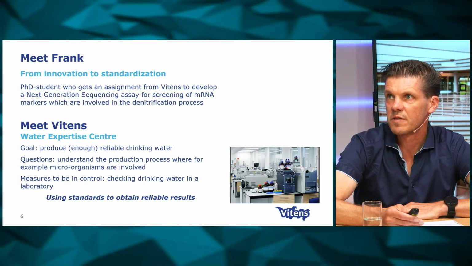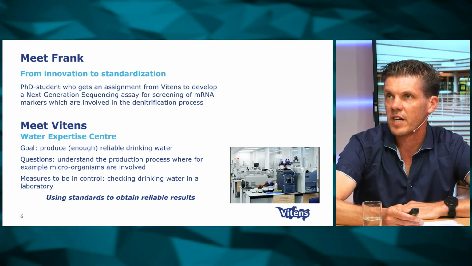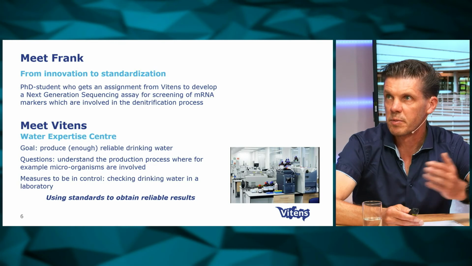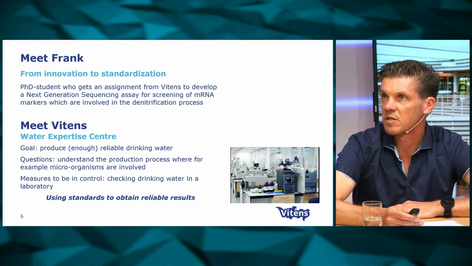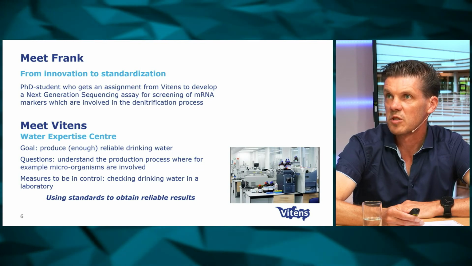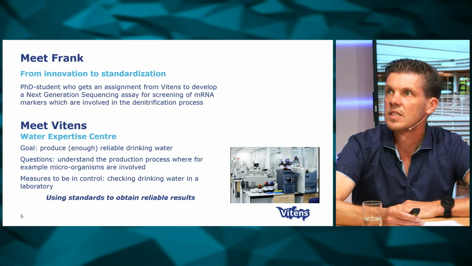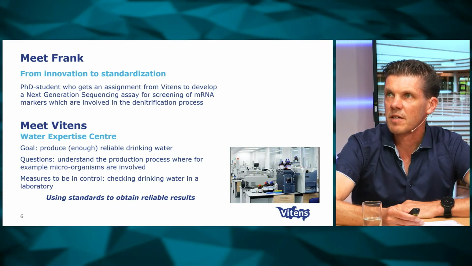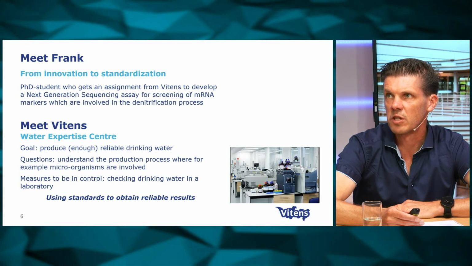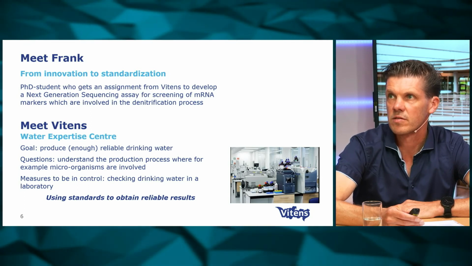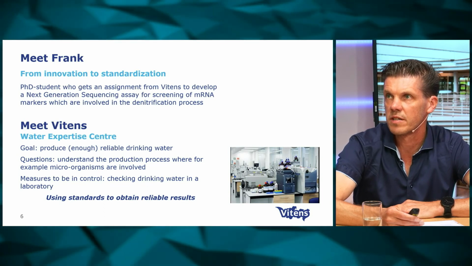But we want to have a fast method, like Aleida already mentioned, to get a fast result, because we produce water, the customer drinks it, and if something's going wrong, you don't have to wait 3 or 4 days before you get the result. But for us, the most important thing is that we must have a reliable method. So that's why we are also using certain kinds of standards.